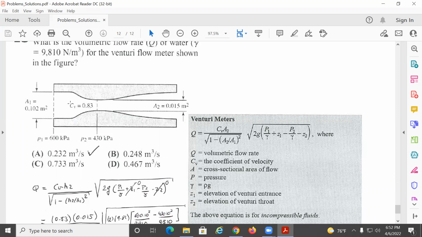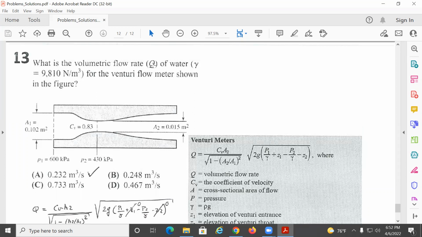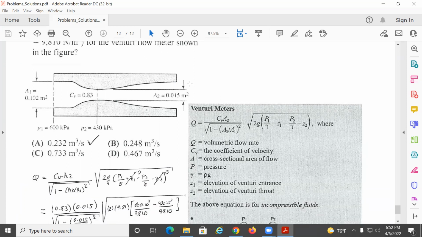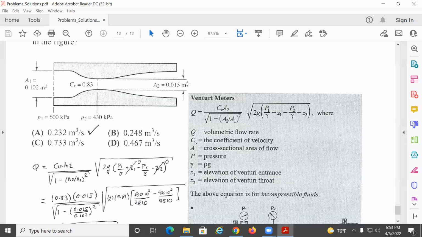If you change the cross section here, the fluid is going to accelerate. You see this one is different than this one. So this is exactly how a wind tunnel is designed. So let's see what is the volumetric flow rate Q of water. Okay, they give you the gamma for the Venturi flow meter here. All right. So again, you need to find the appropriate equation.